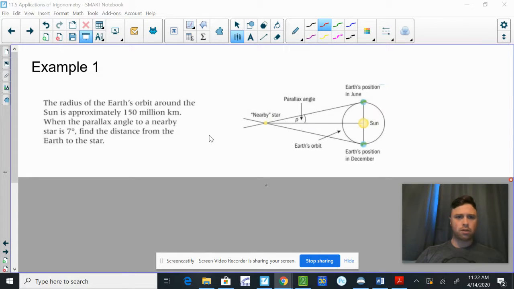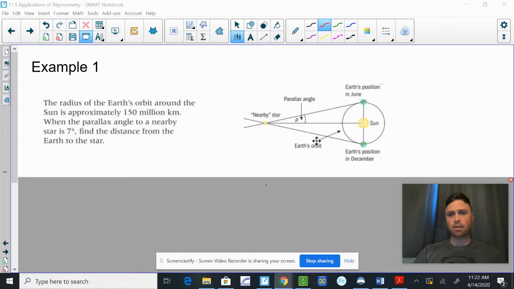All right, so this is example one, and the situation that I'm given in this problem is just a description of a real method that astronomers use and can use to calculate distances to faraway objects. So the method is called parallax, using parallax angles, and the idea is that if you measure the angle from Earth to a nearby object, here it says it's a star.